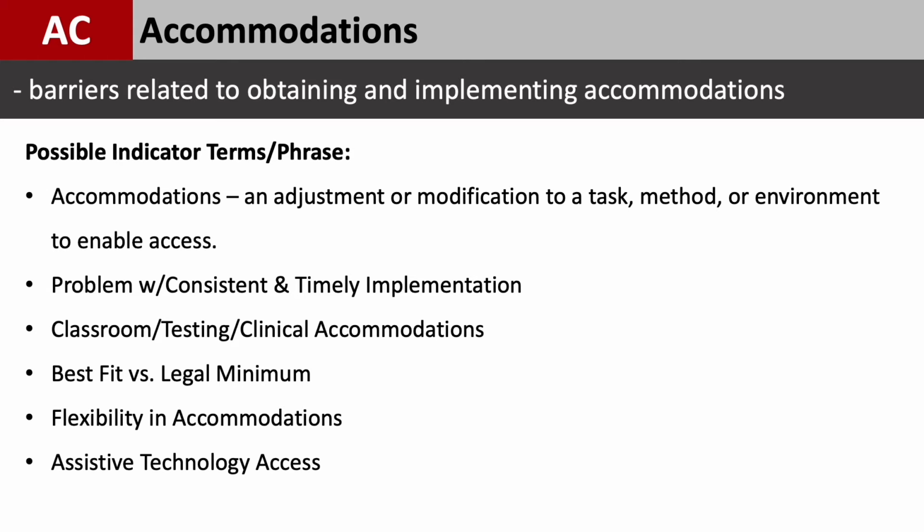A lot of schools struggle with providing the best fit accommodation. What can we give the student to help them succeed to their maximum capabilities versus what is the legal minimum? So it's the legal minimum to put a ramp next to the garbage in the back to get someone into a school. But the best fit would be a ramp at every single entrance so that someone can come and go as they please, just like anyone else could. And then flexibility. Things change in your environment. You don't know what you're going to need all the time. And assistive technology access. There's more than just this list, but these are common examples.